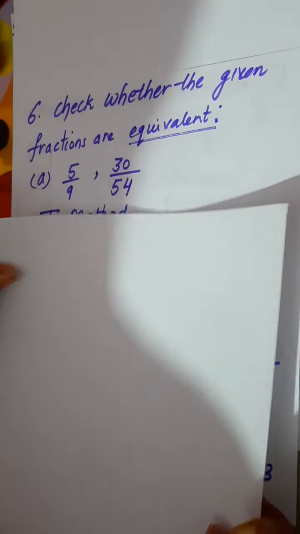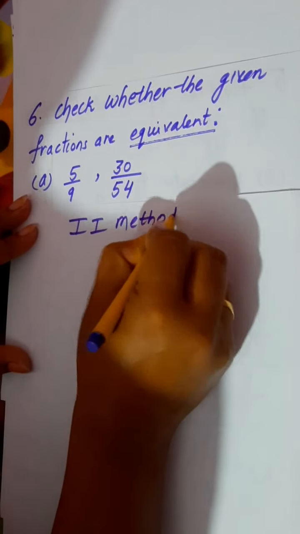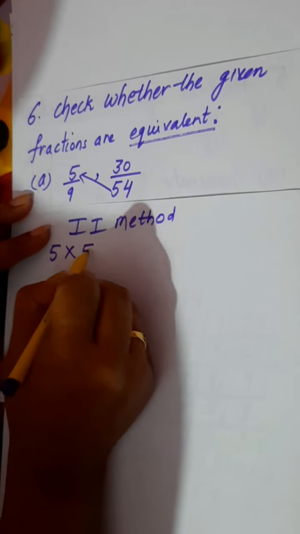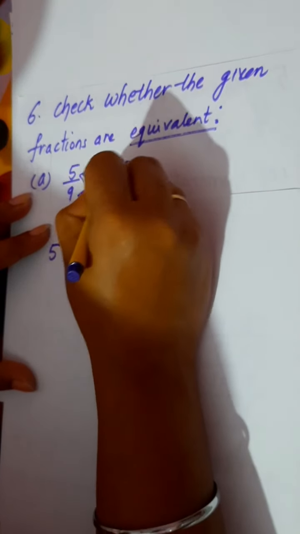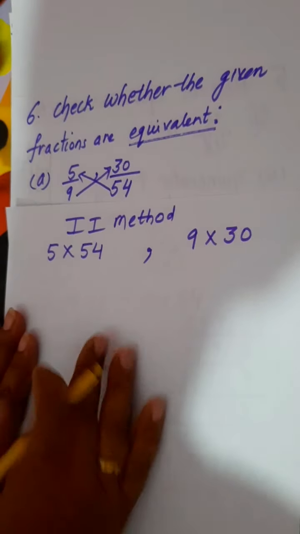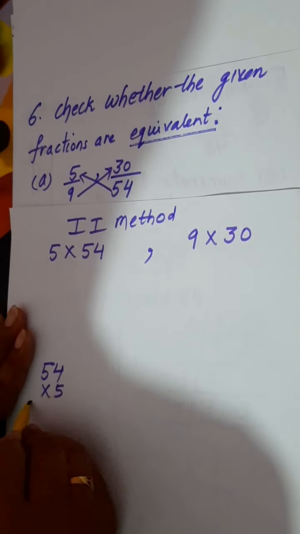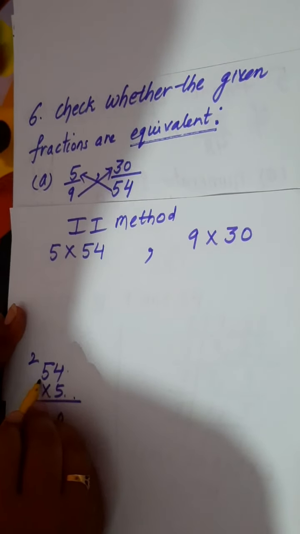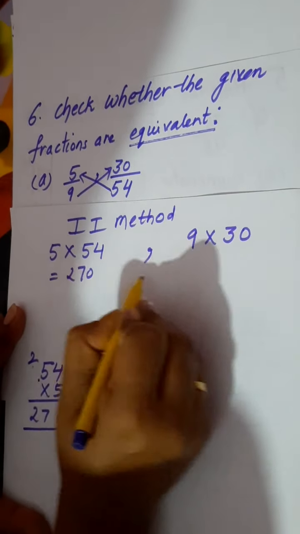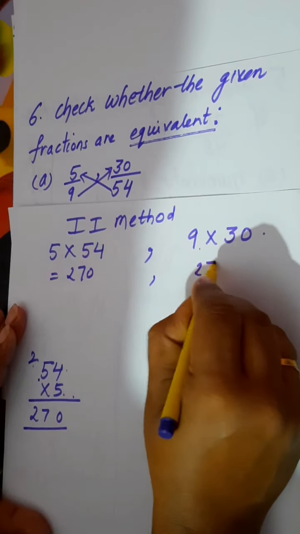And next we have the second method to solve this. This is the cross product method. You just multiply 5 multiplied by 54. Then you have to multiply 9 multiplied by 30. This is the cross product method. When you multiply 54 by 5, 5 fours are 20, 5 fives are 25, 26, 27. You will get 270. When you multiply 30 multiplied by 9, that is 270.